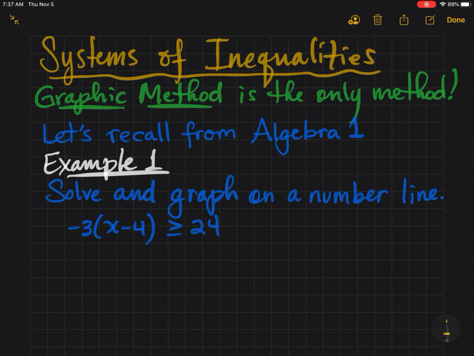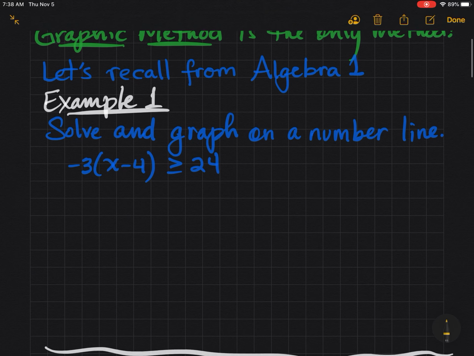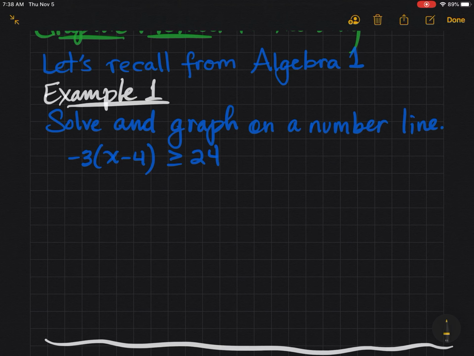Today we'll look at systems of inequalities. Before we looked at equalities, now inequalities, and the graphic method is the only method. Let's recall from Algebra 1. We're going to solve and graph on a number line.